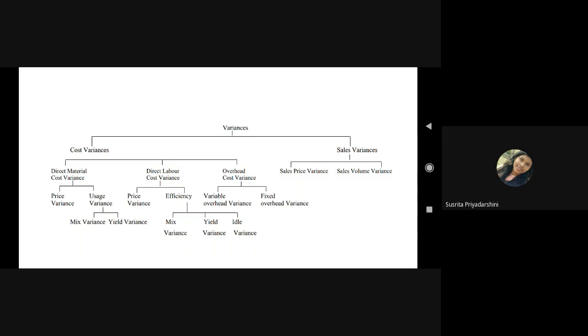After adding both of these, we will get the cost variance. See here, the direct material cost variance is divided into two heads, price variance and usage variance. That means after adding price variance plus usage variance, you should get the direct material cost variance. So individually, we will first calculate the direct material cost variance using its formula. Then we will find the direct material price variance, then the direct material usage variance. After finding these three, we will check. That means you have to make the verification.